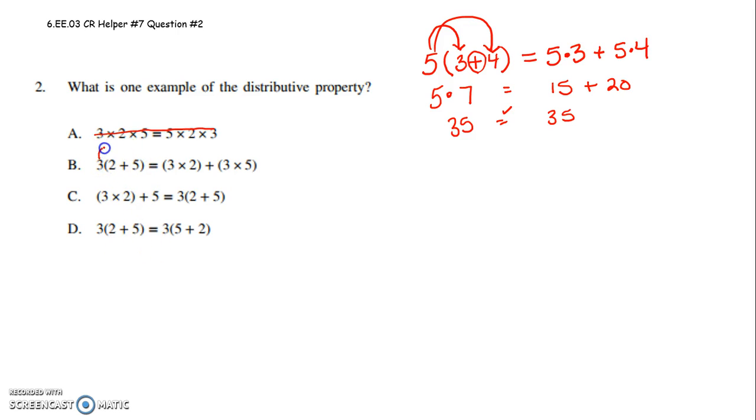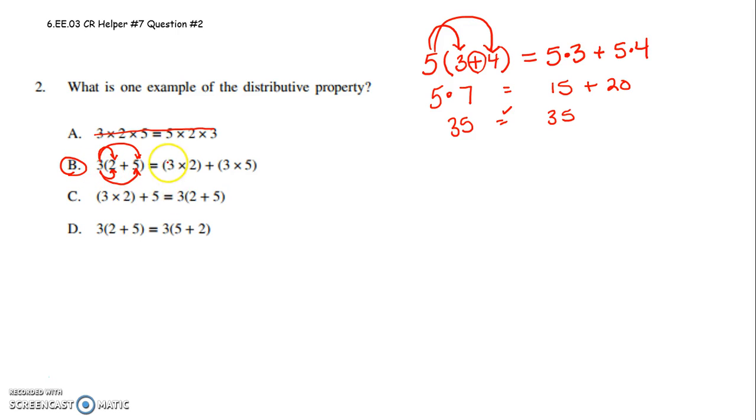If I look here, 3 gets distributed to the 2. 3 times 2, keep your plus sign. And then 3 times 5. This one's the distributive property. Takes the number outside the set of parentheses and multiplies it to each term within.